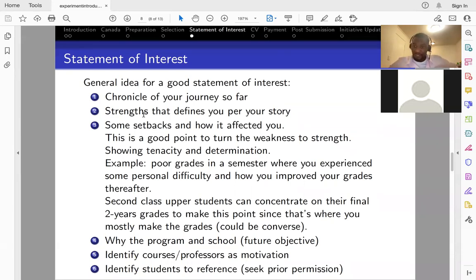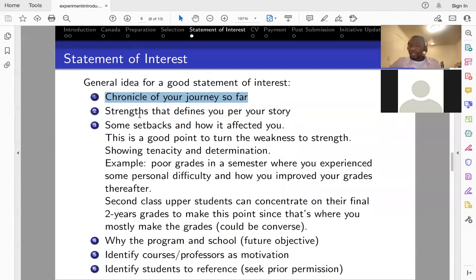Now, what is the statement of interest in the first place? Basically, this is a chronicle of your story or your journey. Who are you? How special are you? How different are you from the other applicants? Tell a story about yourself. Tell them how unique you are. So that's what I would like to point out here for the first point.